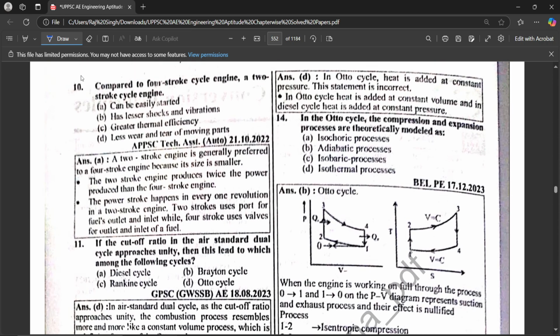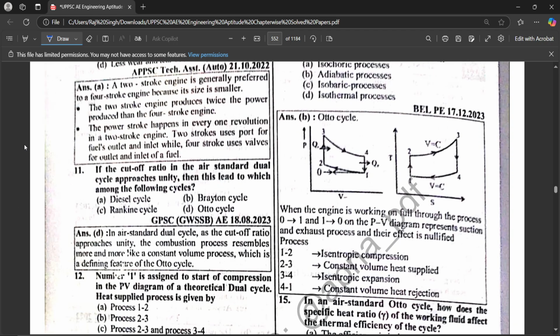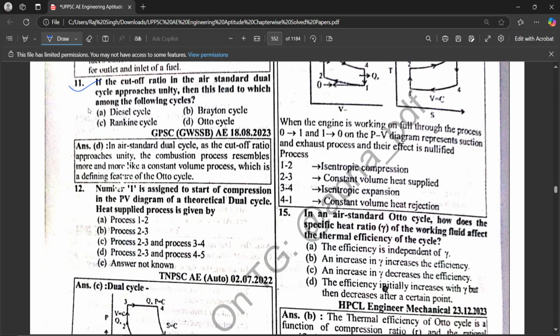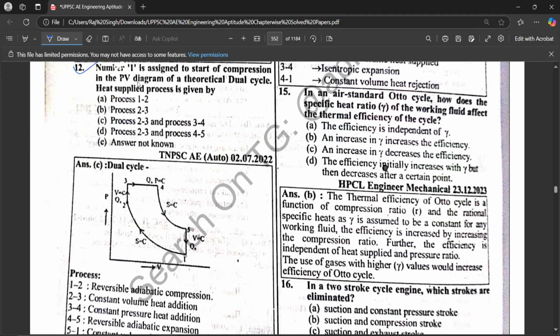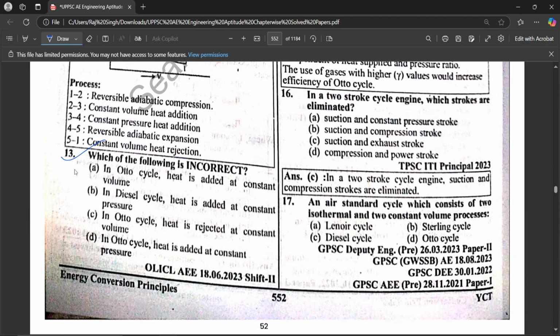Compared to the four-stroke engine, a two-stroke cycle engine can be easily started. If the cut-off ratio in the air standard dual cycle approaches unity, then this leads to which among the following cycles, which is Otto cycle? Number one is associated to start the compression in the PV diagram of a theoretical dual cycle. Heat supplied process given by, तो 2 से 3 तक है और आपका पता है 4 से 5, तो हेंस सॉरी 3 to 4 है, सी इज करेक्ट ऑप्शन। ठीक है, which one of the following is incorrect?